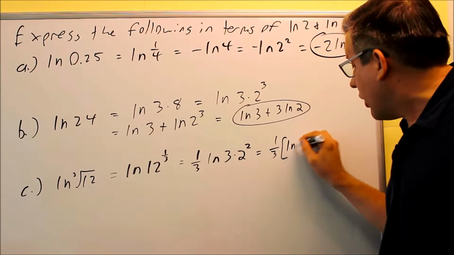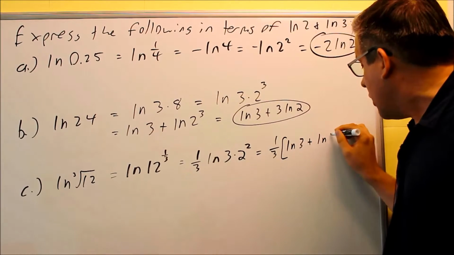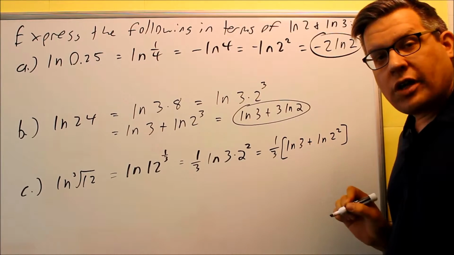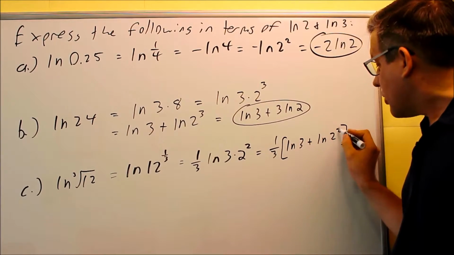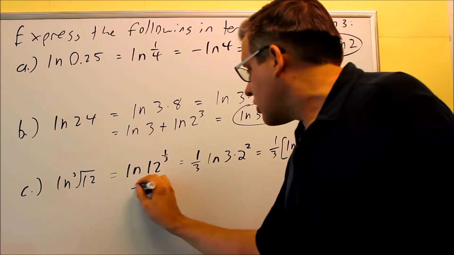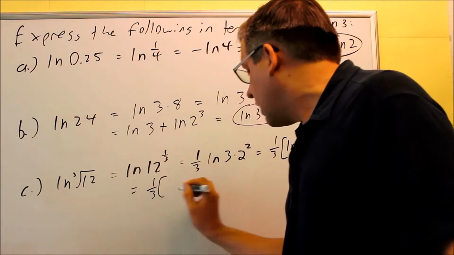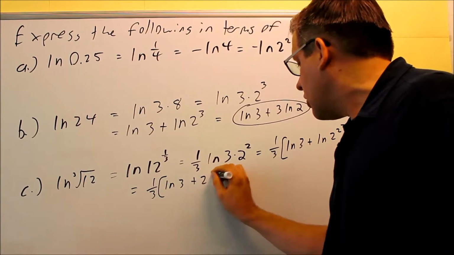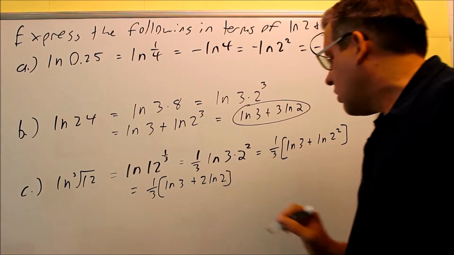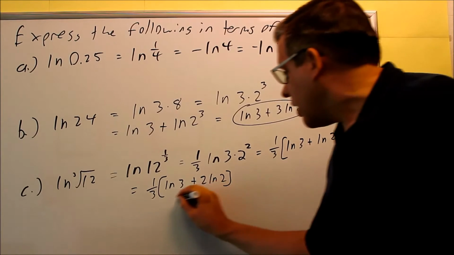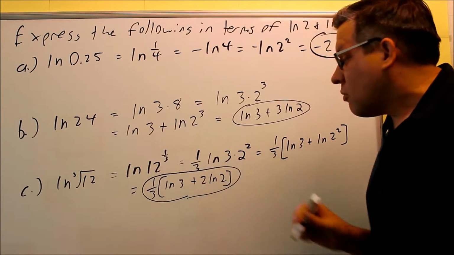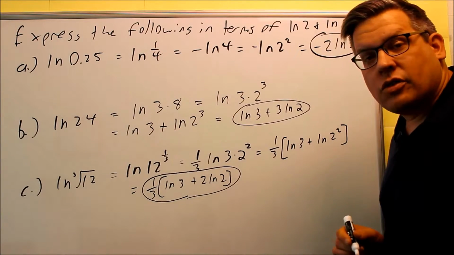And then we're going to do ln 3 plus ln of 2 squared. So you've got to leave the 1/3 on the outside. The very last step is the 2 we can bring down in front. So the final answer will be 1/3 outside with the bracket. We have ln 3 plus 2 ln of 2. So this right here would be the final way. That's how you can rewrite C in terms of ln 3 and ln 2.